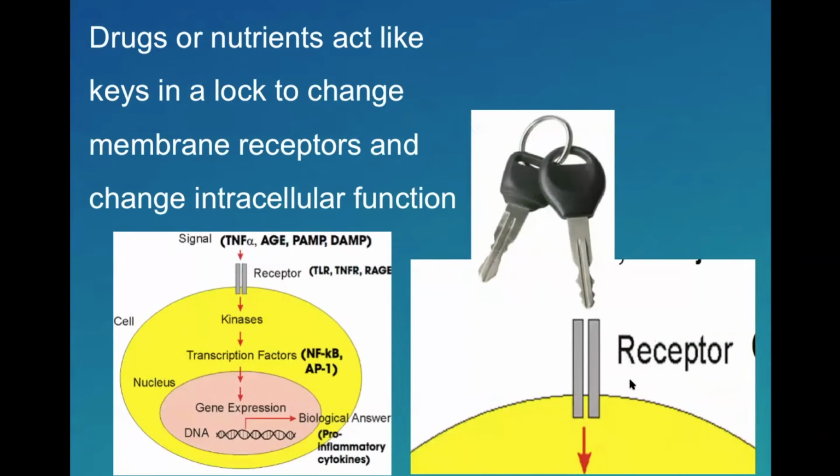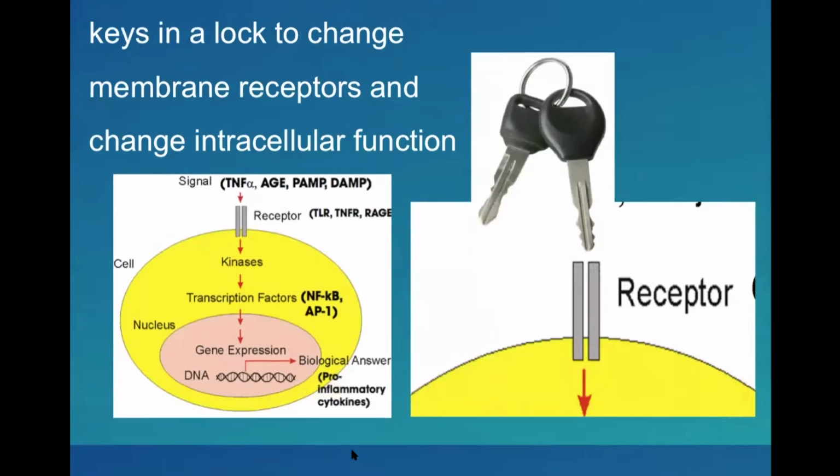So drugs or nutrients act like keys in a lock to change membrane receptors and intracellular function, right? We know how those work. Advil, ibuprofen lands on this receptor, modifies its configuration and changes prostaglandin secretion or pro-inflammatory cytokines or prostaglandins, and it's a prostaglandin inhibitor. Okay, that's how ibuprofen works, this way, to change what the cell does for a living.